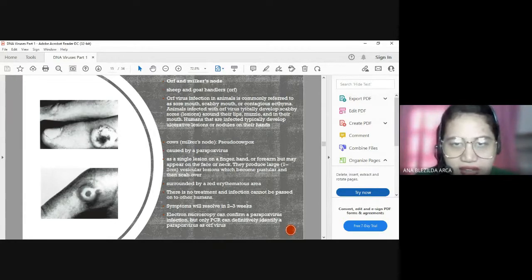So anong difference niya sa milker's node? Ang difference niya is that the lesion is being surrounded by a red erythematous area. So namumula daw, like this one, namumula. Yan, pulang-pula yung gilid niya. Okay, that is the difference. So there is no treatment against this one, and then the infection cannot be passed on to other humans. So ang transmission niya is from cow to human only. Cow to humans. Yun lang. And then you can diagnose this by electron microscopy and also perform PCR. So ang maganda dito, kusa naman siyang gumagaling. So after 2 to 3 weeks, magkakaroon ng scab formation, malalaglag na, hindi na infectious.